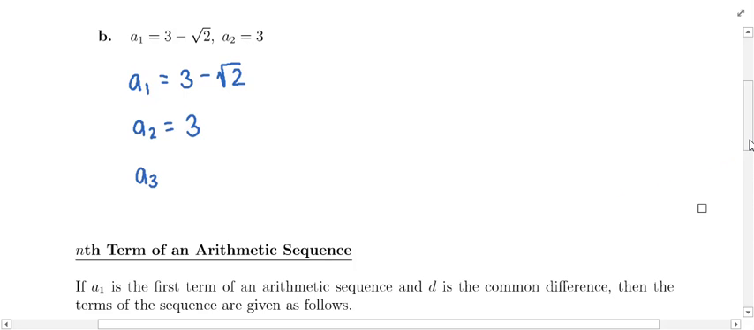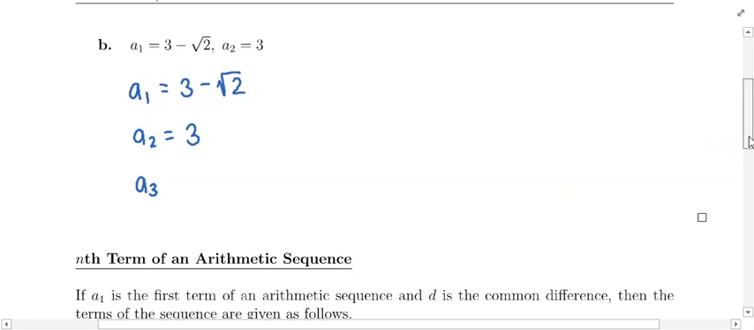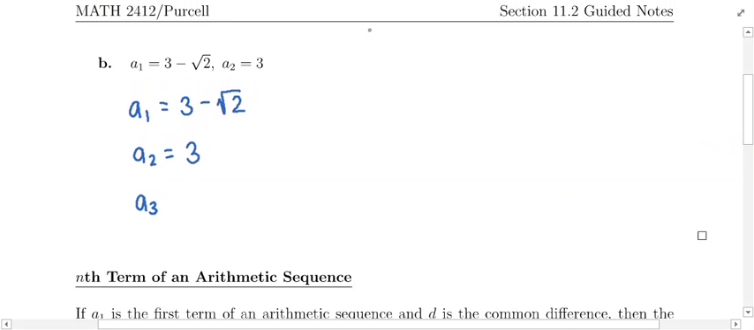Well, we're told that this is an arithmetic sequence, so what we can do, since A1 and A2 are terms right next to each other, is figure out the common difference from these two. If I take A2 and subtract the term that comes before it, which is A1, that will give me the common difference. So A2 is 3, and then I'm going to subtract A1.